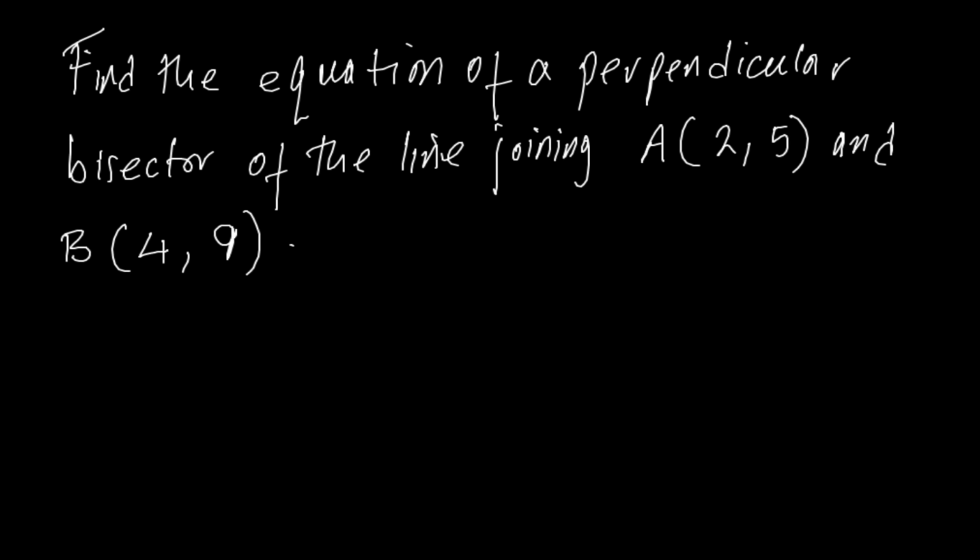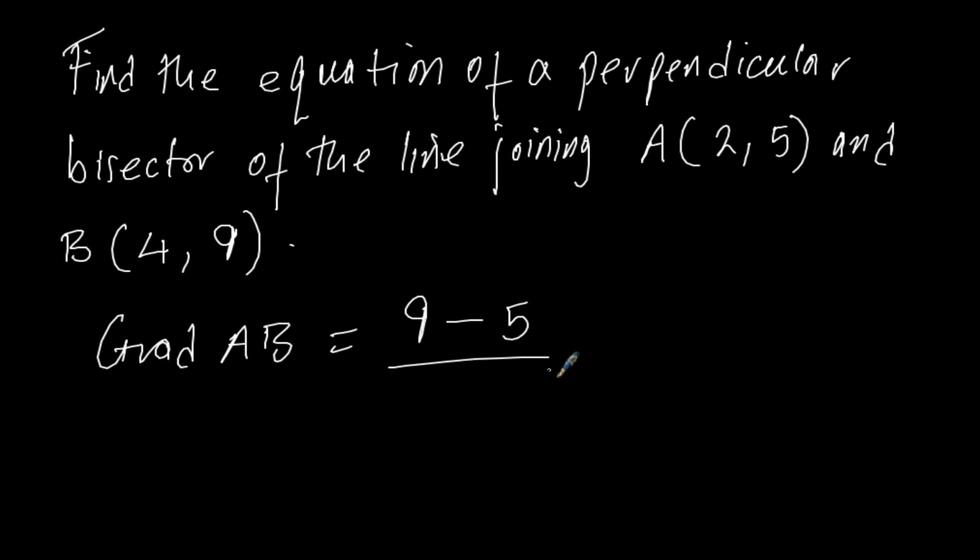So let's first find the gradient. Gradient of AB is equal to y2 minus y1 over x2 minus x1. So y2 is 9 minus 5 over 4 minus 2. 9 minus 5 is 4, divided by 2, which will give us a 2. So the gradient of line AB is 2.